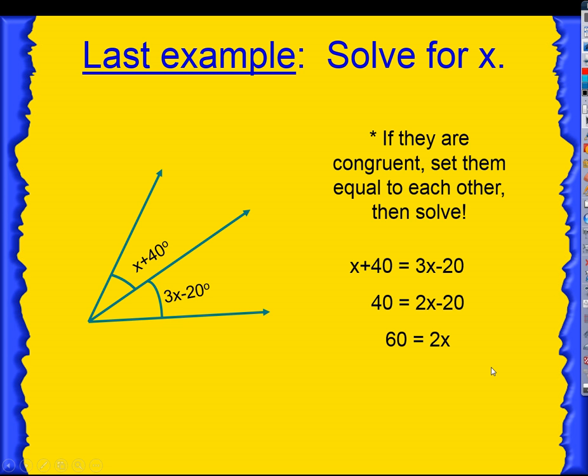30. No, sorry. 30, close. So 30, and if I plug the 30 back in, I get 30 plus 40 is 70. 3 times 30 is 90 minus 20. Sure enough, it works, doesn't it? I get 70 in both cases.